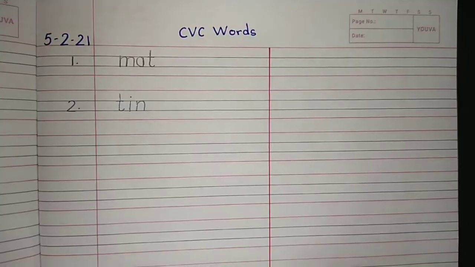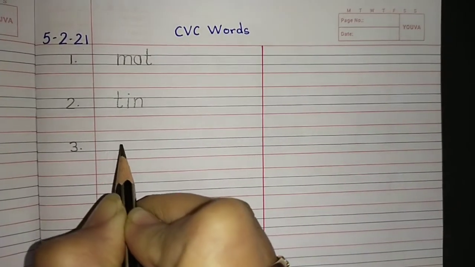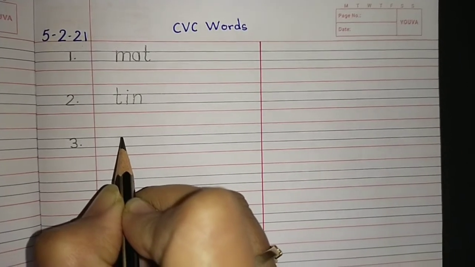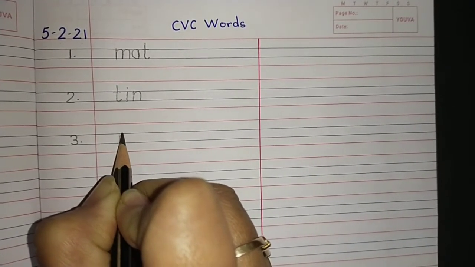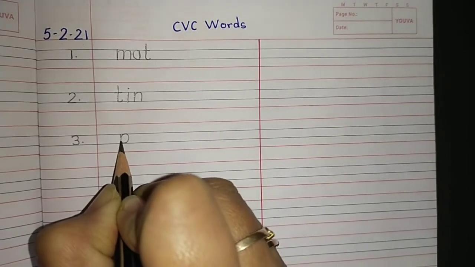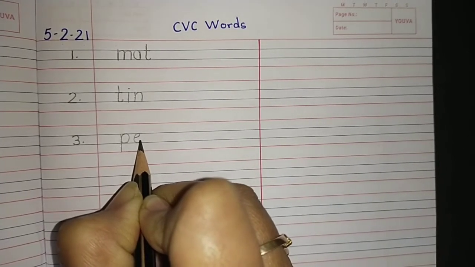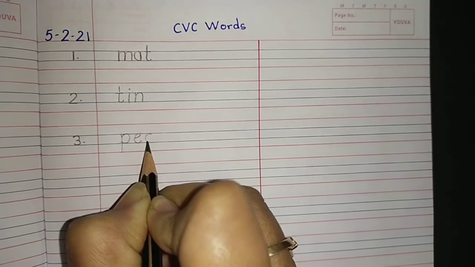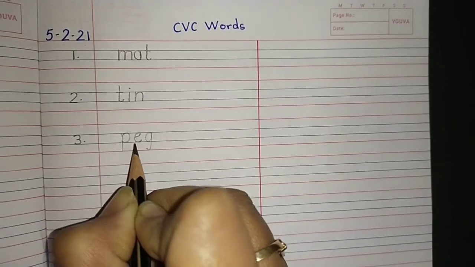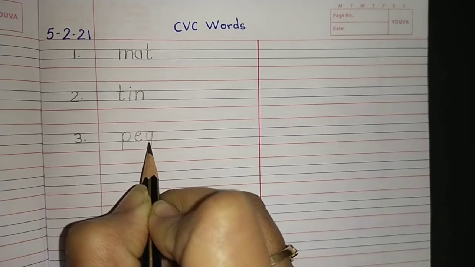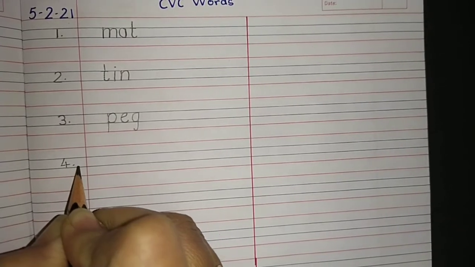Now, third number, we will write peg. P-E-G, peg. For alphabet P, we will make a standing line, go up and make a reverse C curve. For E, make a slant line and then make a C curve. For G, make a C curve, go up, come down standing and make a small curve. P-E-G, peg.